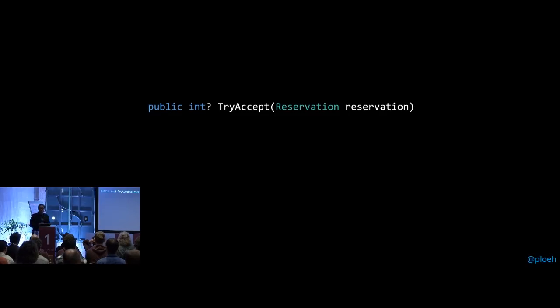It's called TryAccept, and it takes a reservation as input. The reservation is just that JSON document, or the data from that JSON document: the dates, the quantity, the name, the email address. And the return value is a nullable int. So what does that mean? Well, if it's an int, that's a reservation ID.